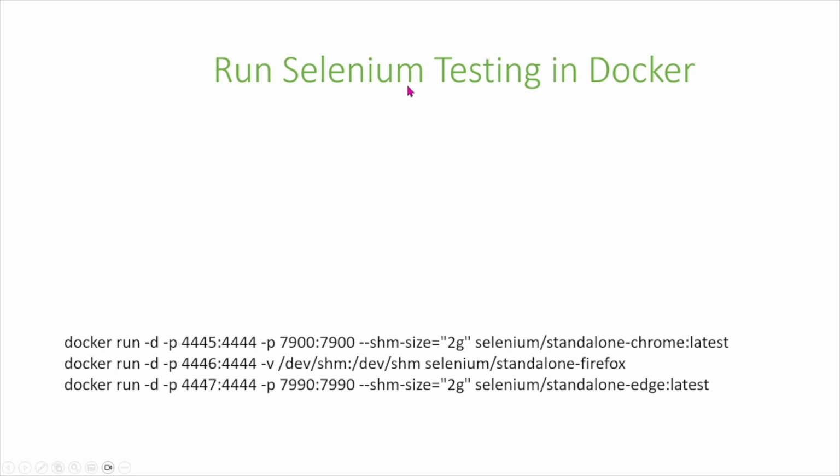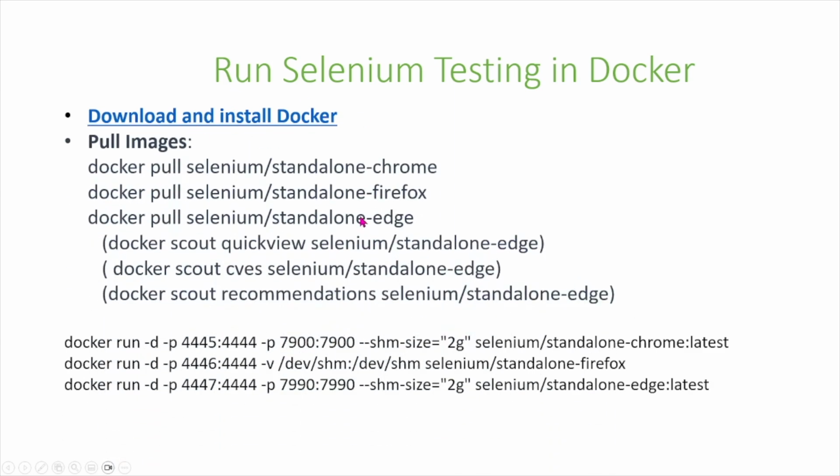In order to run Selenium testing in Docker, here are some things that you need to do. First, we have to download and install Docker from their website. After you download and install it, we have to pull these images. These are already pre-built containers for running Selenium. We have a standalone for Chrome, standalones for Firefox, and standalones for Edge.